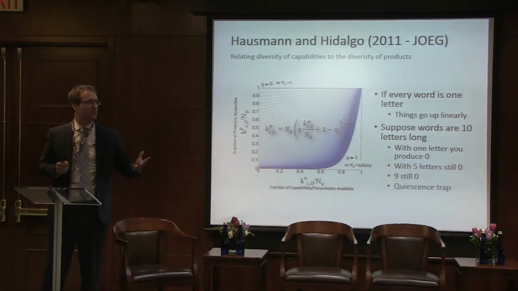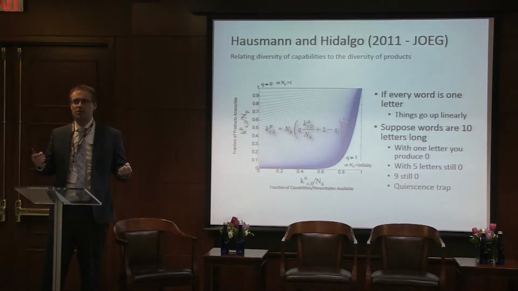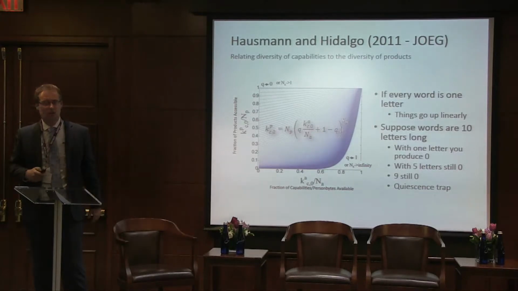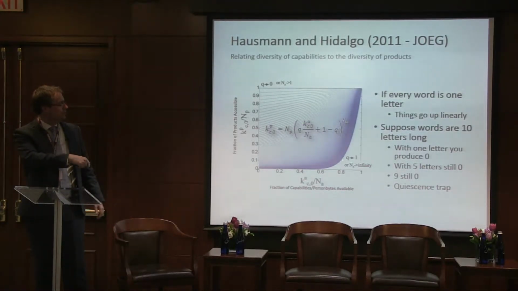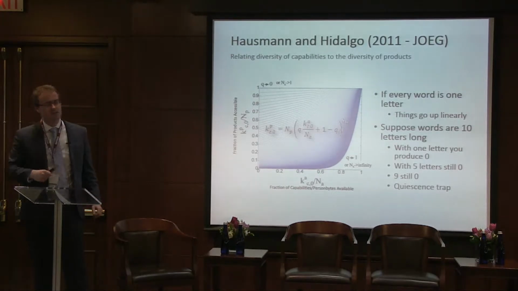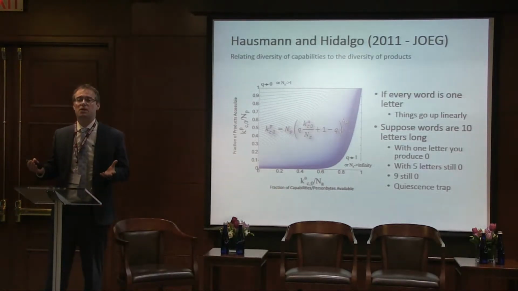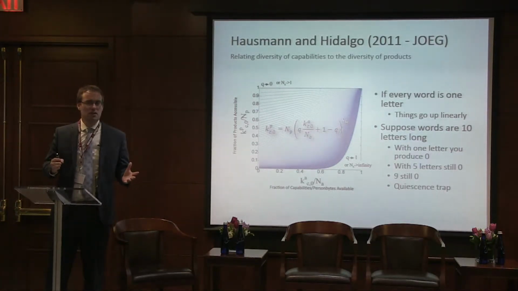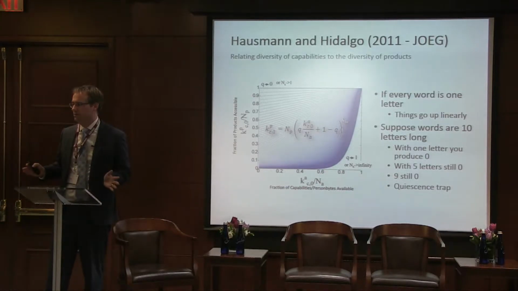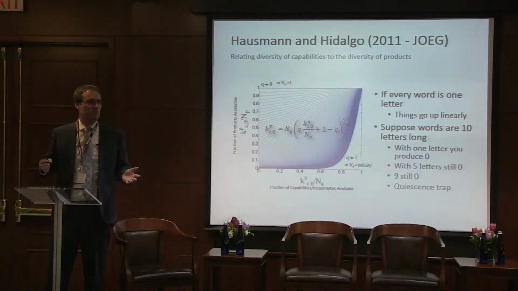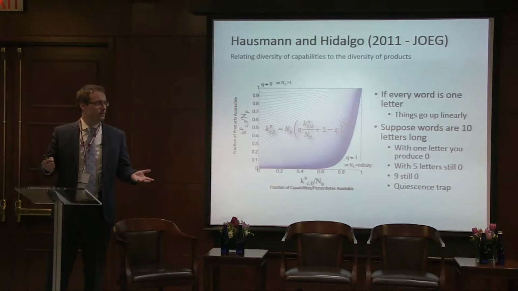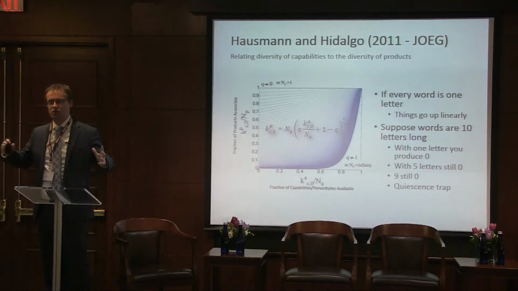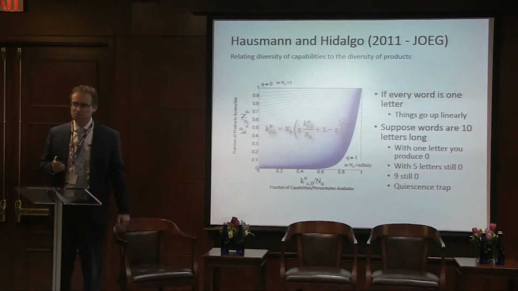So for instance, if words are very short, if they only require one letter, then your production goes up linearly, right? For every new letter, you can write a new word. And that's the lines over here. But as you move to the worlds that look more like this, production becomes more complex. So think of a world in which the shortest word is 10 letters long. In that case, if you have one letter, you cannot produce anything. If you have 5 letters, you still cannot produce anything. Even if you have 9 letters, there's nothing you can produce. And if you get 10 letters, if you're lucky, you can produce a word that's actually a feasible product.